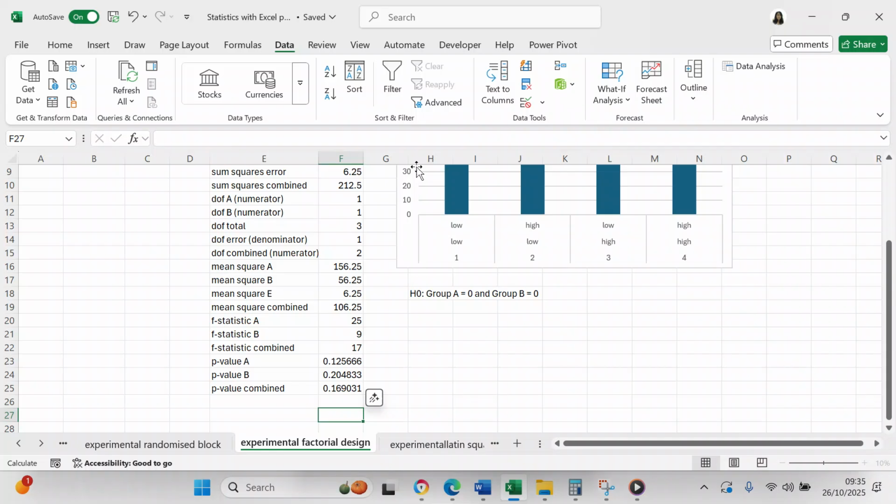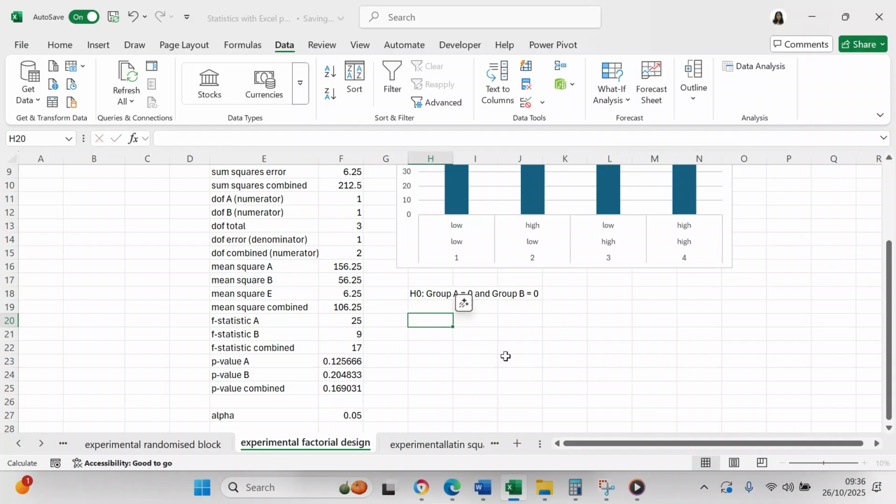So basically, what we're going to do is we're going to come over here, we're going to say alpha, and your alpha is 0.05, and that is also your significance level. And then the null hypothesis is group A equals 0 and group B equals 0.